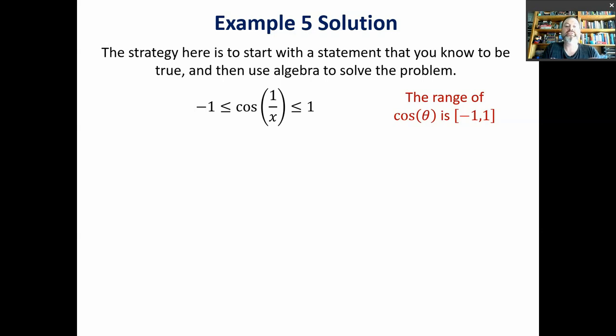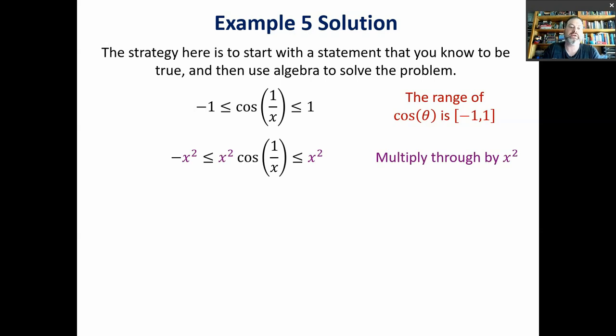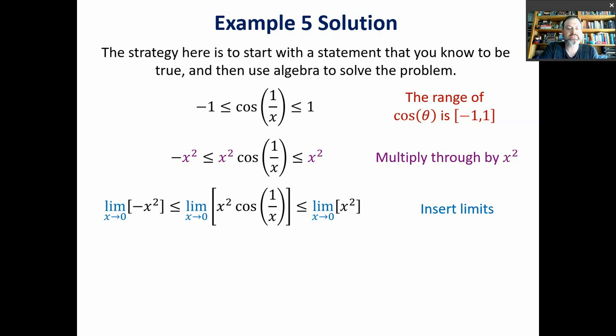Then you say to yourself, can I make that middle function look like what I'm trying to prove? Well, sure, let's just multiply through by x squared. So if we multiply everything through by x squared, now that center function is what I want it to be, right? Now let's tack on those limits.